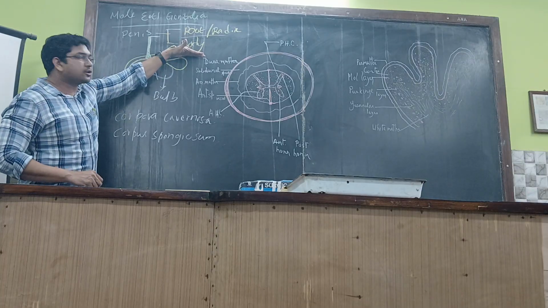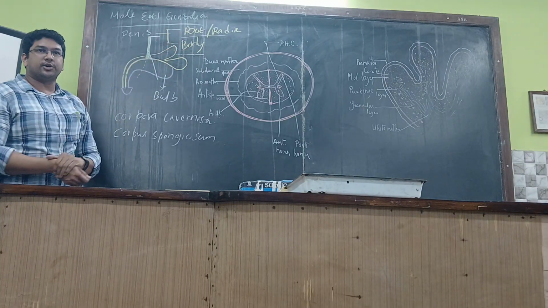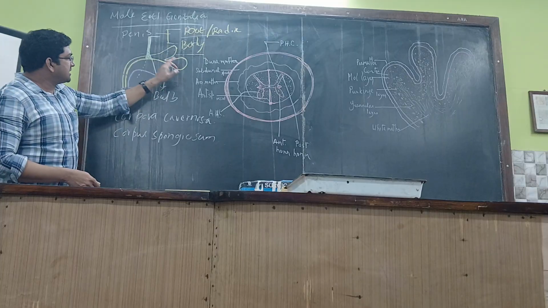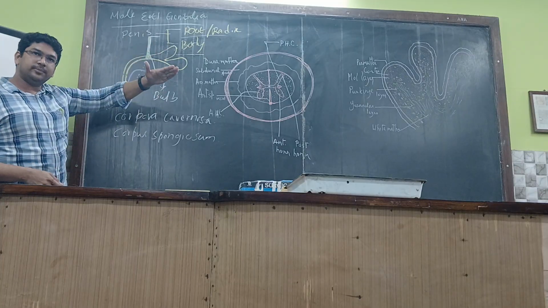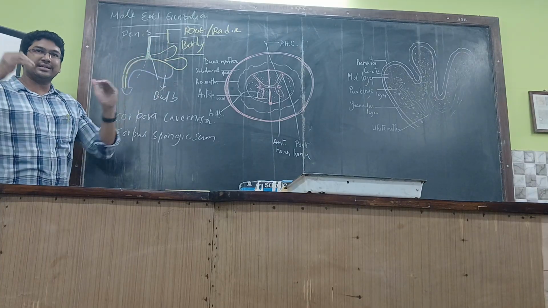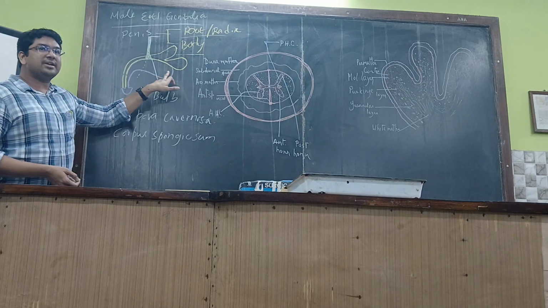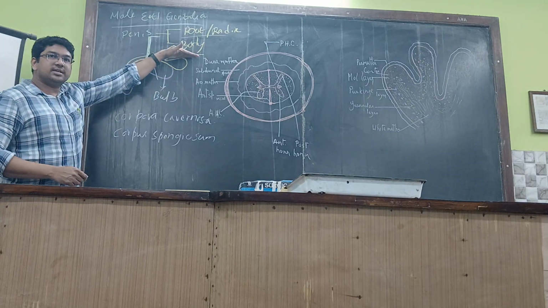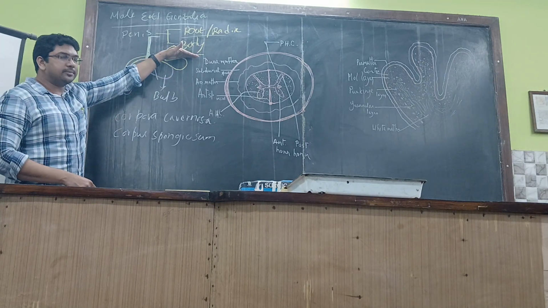Very close to it, the bulb will be situated over here. So these two are attached on either side to the bone, nothing but the ischiopubic ramus on the internal aspect. But this bulb will be close to the perineal membrane over here. Getting it?